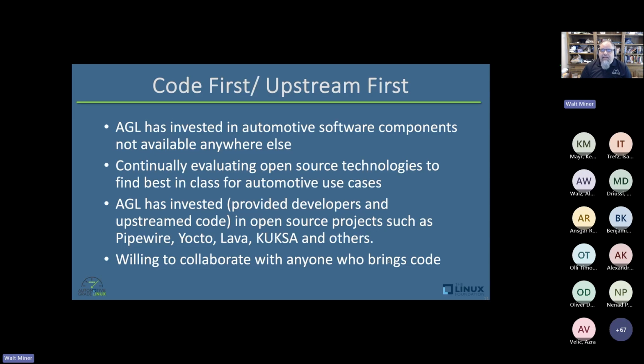to find what's the best in class for automotive use cases. We have invested by providing developers, and we've upstreamed code in open source projects like Pipewire, WirePlumber, which really came about because of the automotive requirements, for the Yocto, Lava, Kuksa, and others. WirePlumber is basically the management of the streams. And we're really willing to collaborate with anybody who brings code. In some of these cases, projects have come to us with ideas on how to collaborate. In other cases, we went out and evaluated and found that there was something that was best in class that we could make use of.